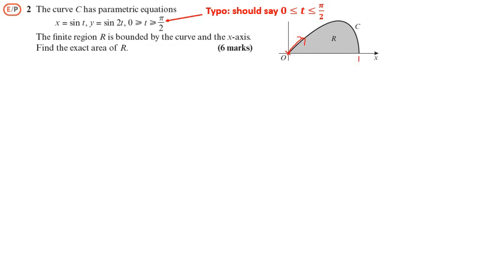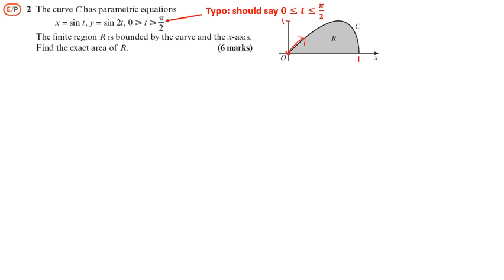At the same time, y is going from sine of 0 to sine of 2 lots of pi by 2. And along the way, it's going to go through sine of pi by 2. So it goes from 0 to 1, back to 0 again. And that's why it looks like the maximum point here is going to be a 1.